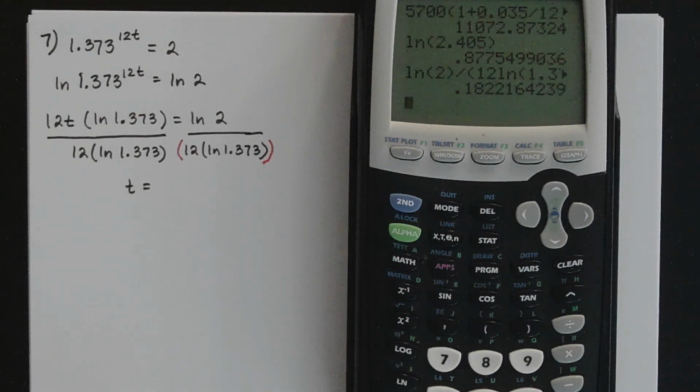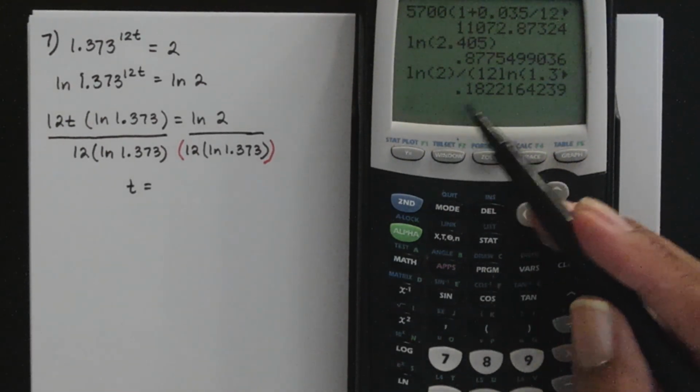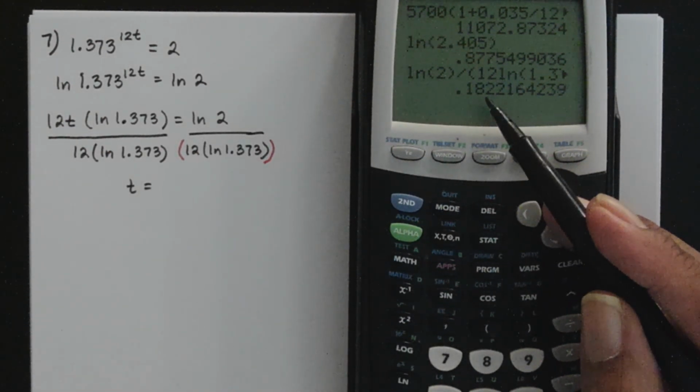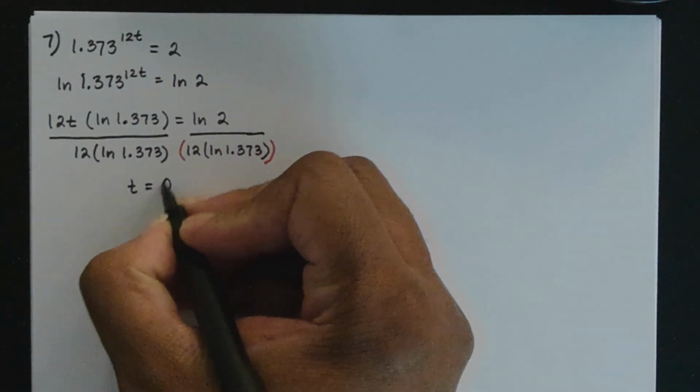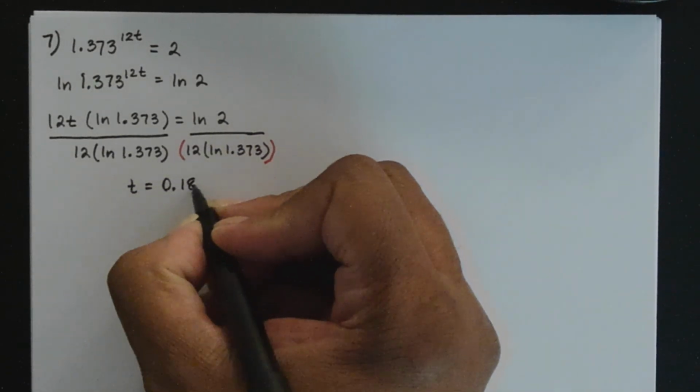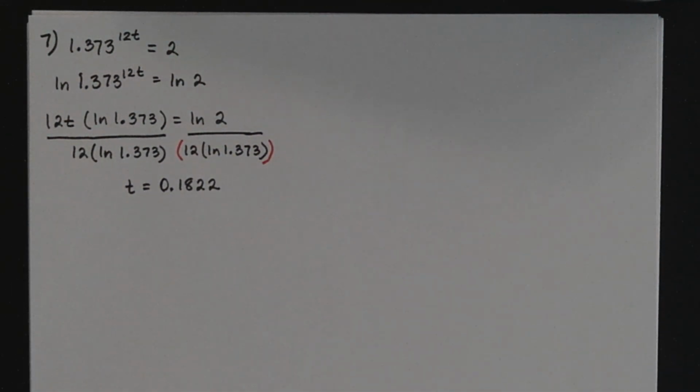And they want this answer to 4 decimal places, so this will be approximately 0.1822. So t in this case will be 0.1822. All right. Are there any questions about problem number 7?